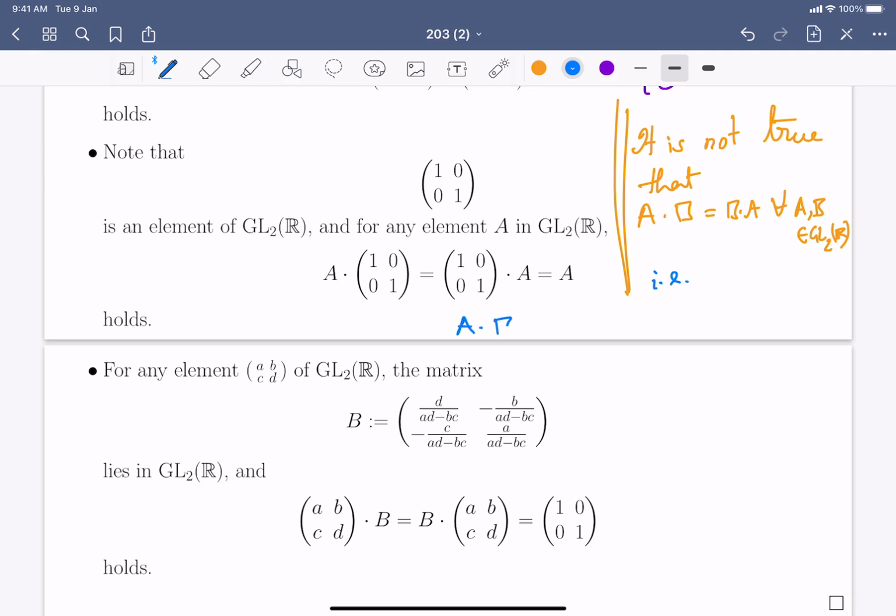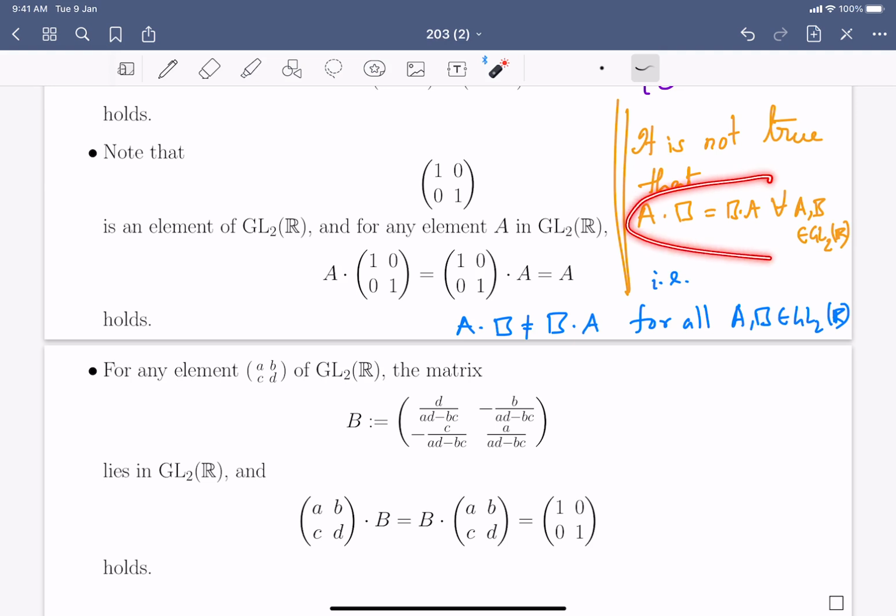Does it mean that A dot B not equal to B dot A for all A, B inside GL2R? Okay, so do you see this statement? Or do you agree with this statement? Okay, so if you do not agree, then I will be happy, because this statement is false. Note that the statement that A dot B is equal to B dot A for all A, B inside GL2R, that is not true.